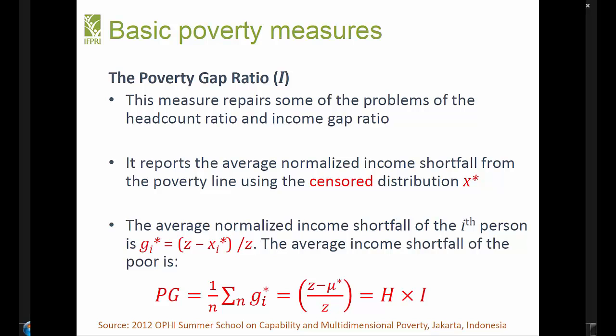So instead, what we do is we use the poverty gap ratio. This is sort of similar, but not quite. This measure repairs that problem. It reports the average normalized income shortfall from the poverty line using the censored distribution. So here we start introducing the language of censorship, censoring this distribution. So what does that mean? The average normalized income shortfall of the ith person, we're calling it G.